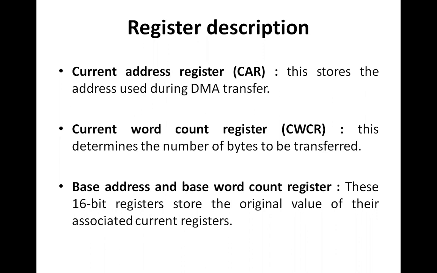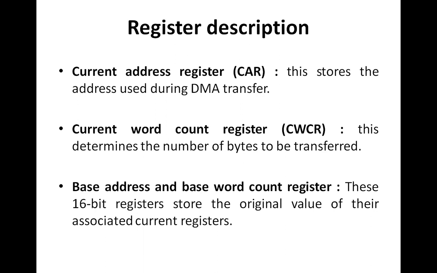Whenever there is a process of auto initialization, or all the data which are required to be transferred has been transferred, the value of the base address and the base word count register is automatically copied into the CAR and CWCR in the auto initialization mode. Similarly, as CAR and CWCR are 16-bit, the base address and base word count registers are also 16-bit. Their use is during the auto initialization process, because in that process the values stored in the base address and base word count register are copied into the CAR and CWCR.